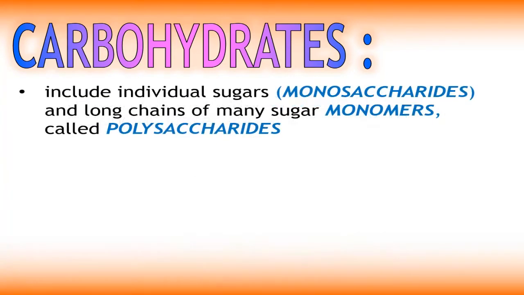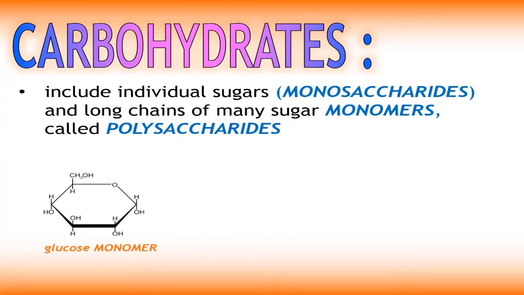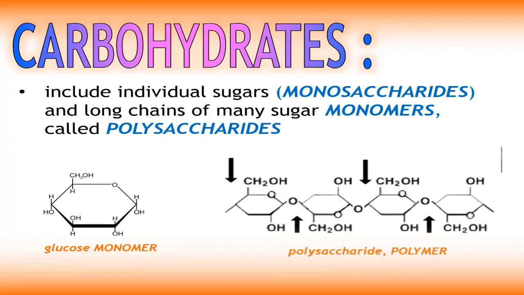An individual sugar is called a monosaccharide. We often represent a monosaccharide with a polygon. If it's a 5-carbon sugar, it's a pentagon. If it's a 6-carbon sugar like glucose, it's a hexagon. And if we chain a whole bunch of those monosaccharides together, we make a long chain of these sugars. We call it a polysaccharide. Poly, a prefix, means many. And there's all kinds of polymers that are just chains of repeating the same sugar over and over again.